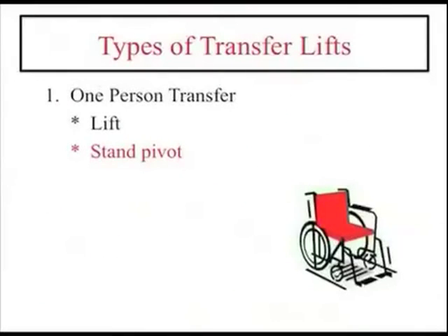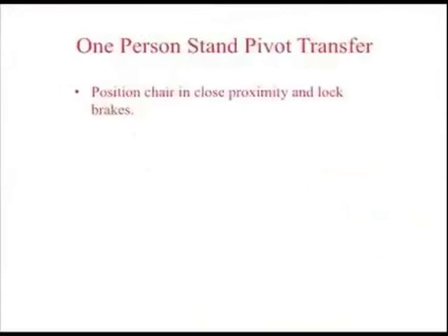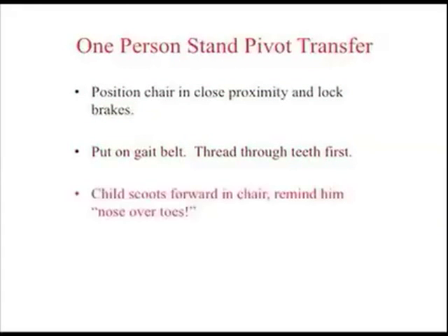One-person transfer, stand pivot. Position the chair in close proximity to the destination and lock the brakes. Put on the gait belt, remembering to thread the teeth end first. Have the child scoot forward in the chair while saying nose over toes. Assist the child to stand and then pivot to the next position.